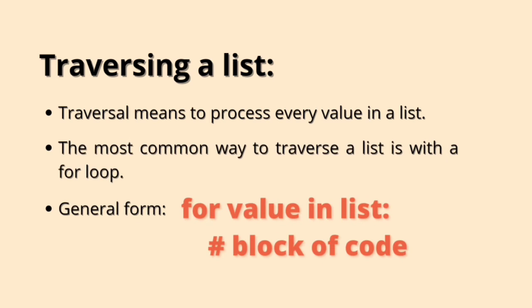Traversing a list. Traversing a list means to process every element in a list. For example, let's say you have a list of names and need to find how many of those are John. For this, you need to process every name in the list and see if it is John or not. The most common way to traverse a list is by using the for loop. The general form of for loop is for value in list followed by colon and block of the code from the next line.